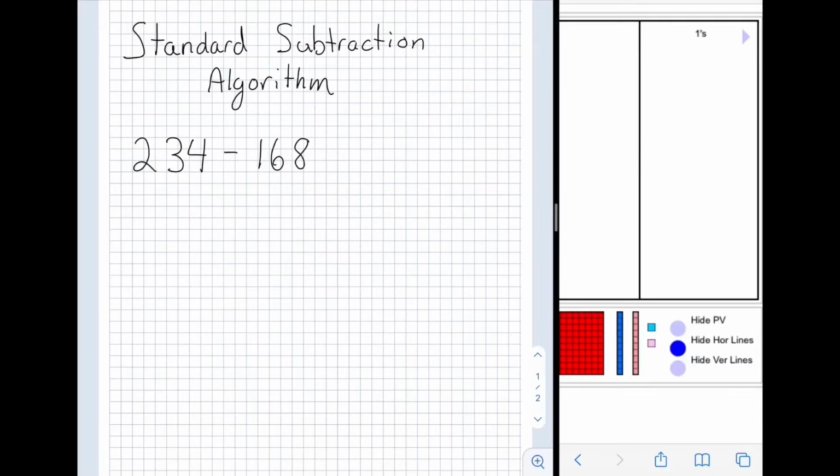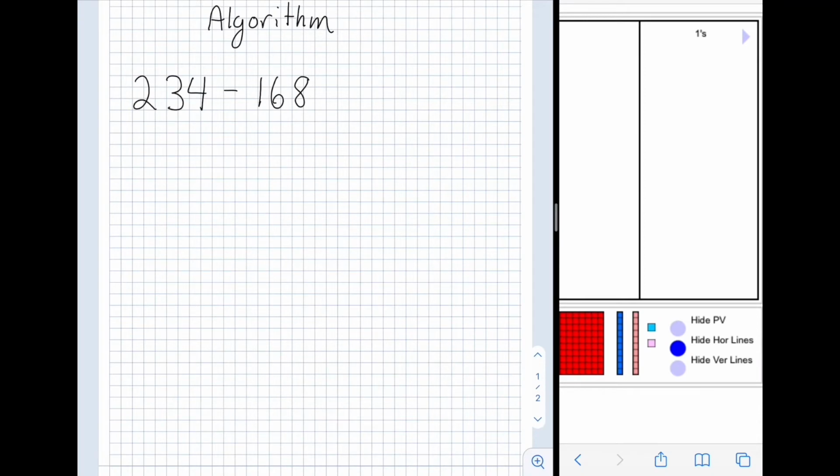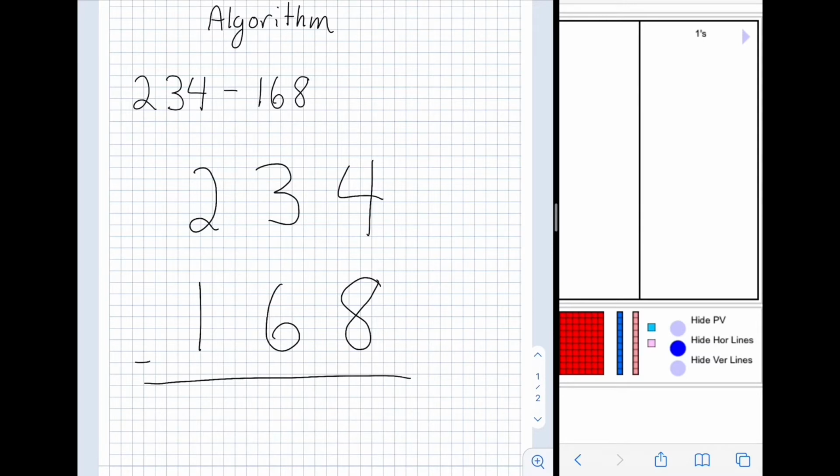In this video, we'll be examining the standard subtraction algorithm. We'll use as an example 234 minus 168. Just like in the addition algorithm, it's important that we align our numbers by place value. So the first number has to go on top. This is the minuend, 234. And the second number, the subtrahend, goes on bottom, aligning the ones, the tens, and the hundreds.